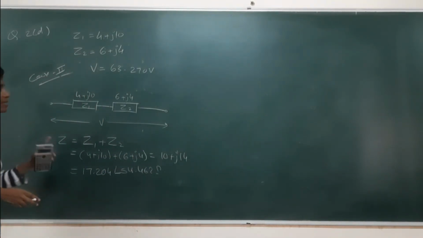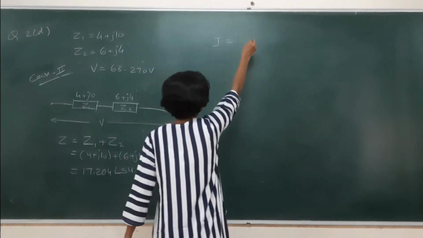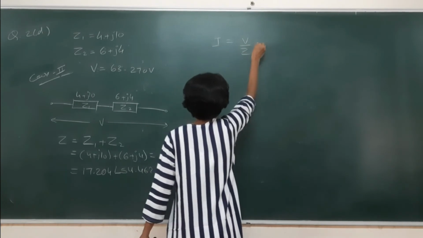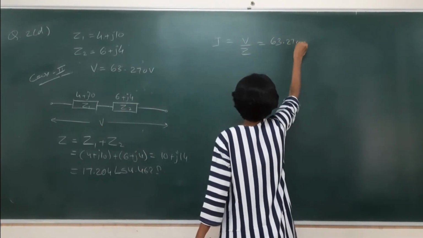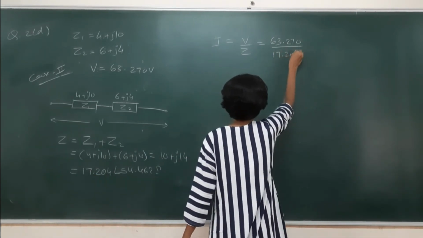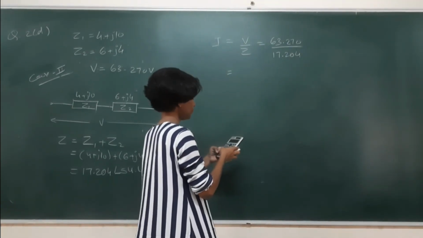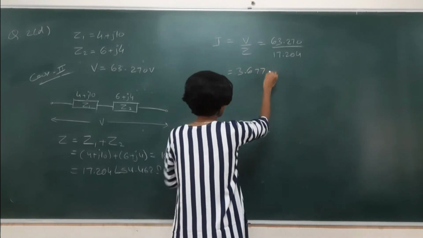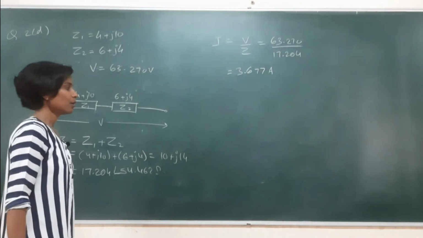Now what is the next step? I have the supply voltage, so I can get the value of current here. That is I equals V by Z. V we are getting as 63.270, divided by the impedance magnitude, 17.204. So what is the ratio we are getting? The value of current is 3.677 ampere.